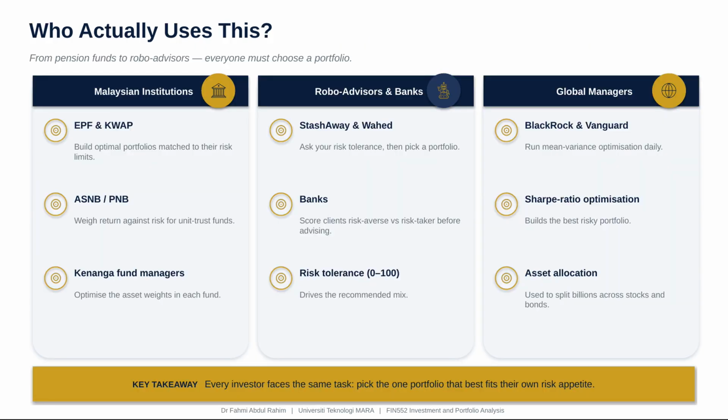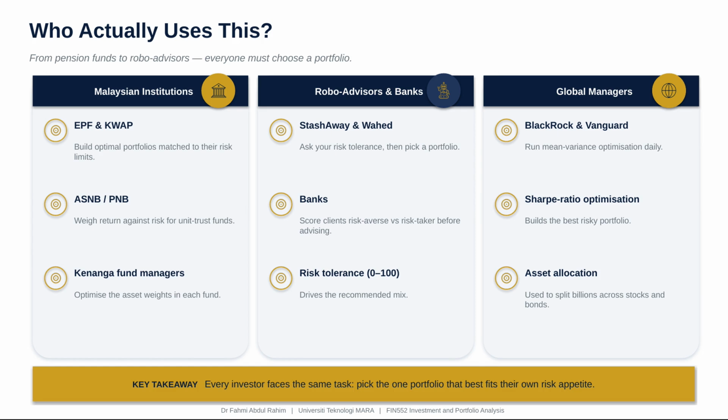Before the theory, let me show you that portfolio selection is something everyone in investing actually does, every day. Look at the first column, Malaysian institutions. The EPF and KDUAP build optimal portfolios carefully matched to their own risk limits. ASNB and PNB weigh return against risk for their unit trust funds, and fund managers at houses like Kenanga optimize the exact asset weights in every fund.